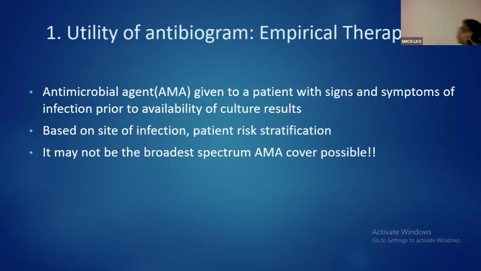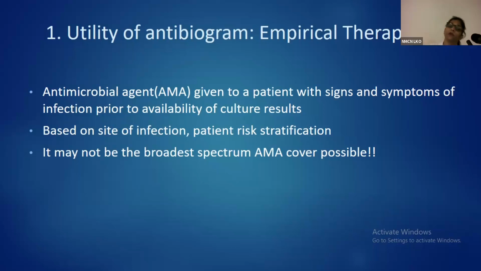So now you know what an antibiogram is. Starting with the utility of an antibiogram, the first use is to decide upon the empirical treatment. Empirical treatment is given to a patient with signs and symptoms of a syndrome prior to the availability of culture results. We don't have culture reports available, so it is the best guess which we can give to a patient based on the site of infection or the patient's risk stratification. For example, if the patient has a history of previous exposure to antibiotics, or the patient is severely ill, or the patient is admitted to the hospital, then the risk is greater. Based on these parameters, we decide upon the empirical therapy.